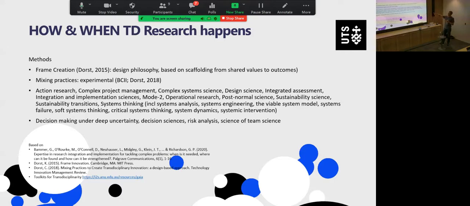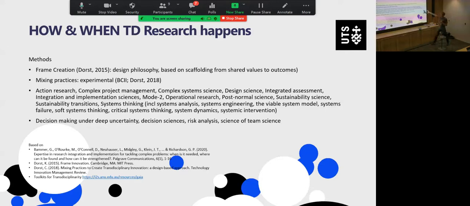So we've got Kay Storrs, who's championing the frame creation method, which is based on design philosophy. And Case wrote up basically what we do in the BCII, which is more of a mixing and mashing up of methods. So you take methods and you experiment with them to try and evolve them.